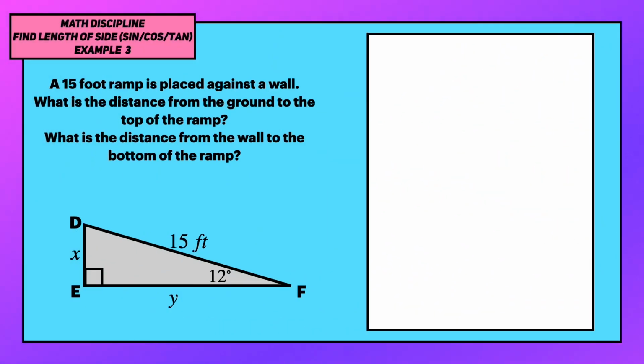Example 3. A 15-foot ramp is placed against the wall. What is the distance from the ground to the top of the ramp? What is the distance from the wall to the bottom of the ramp? The figure shown is a right triangle. We can see that one side is 15 feet long. The other two sides are unknown. We can also see that the measure of angle F is 12 degrees.